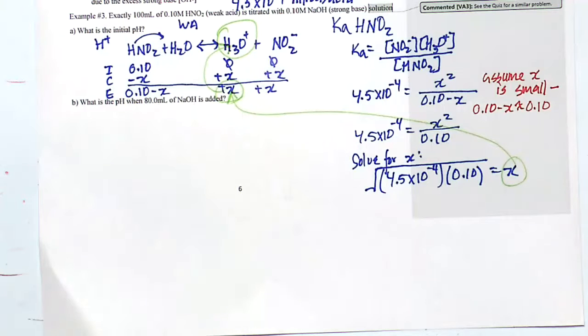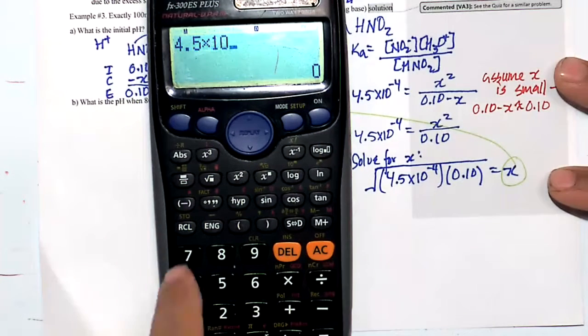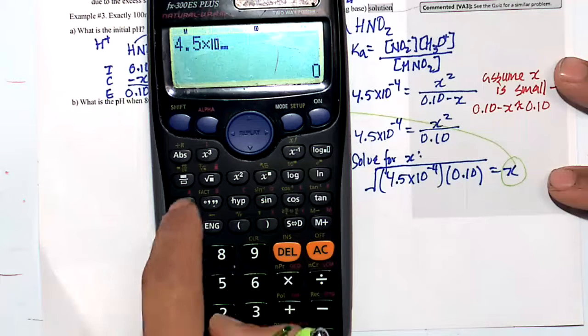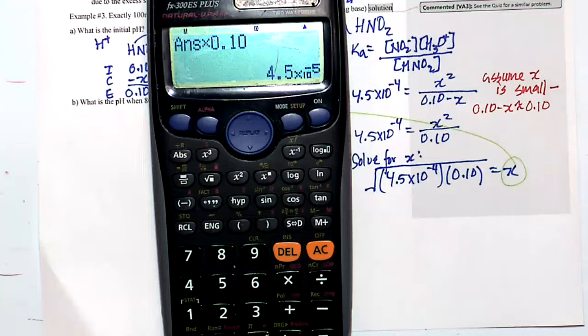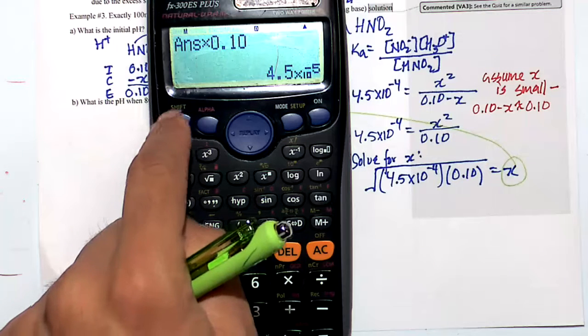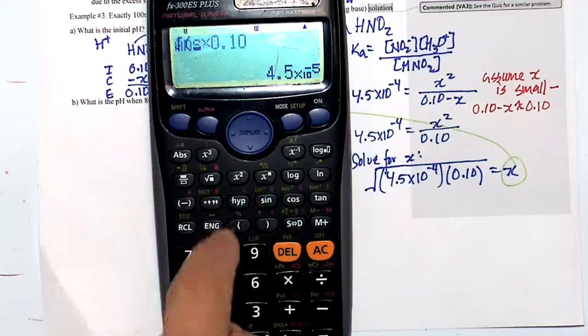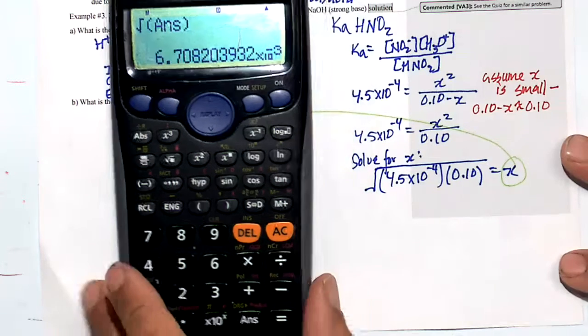So I do have a calculator here. 4.5 times 10 to the minus 4 times 0.10. And let's square root that. Where's the square root button on this thing? Oh, here it is. Okay, square root of the answer: 6.71 times 10 to the minus 3. Here you want to put the units of big M, molar.